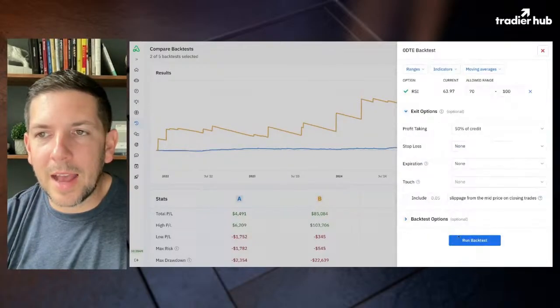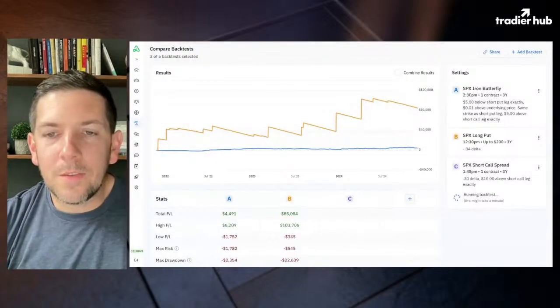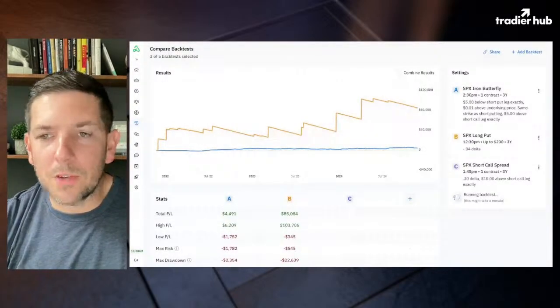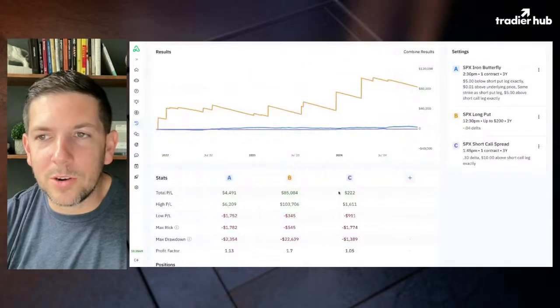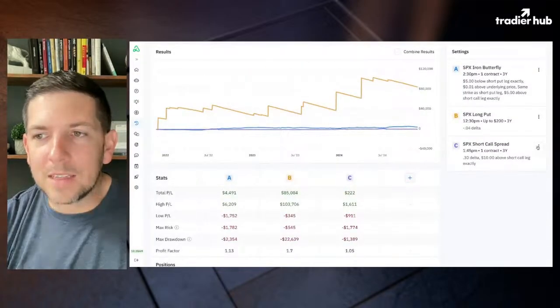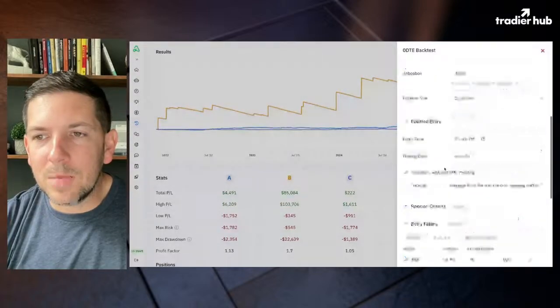Let's see if this thing actually does anything for us. I don't know. I'm just throwing stuff in here, seeing if it actually improves the performance of this strategy or not. Okay, so it actually is okay. It's decent. It made $202. Let's actually edit this. Let's create another variation. It didn't look like it was that good. So let's move this one up.